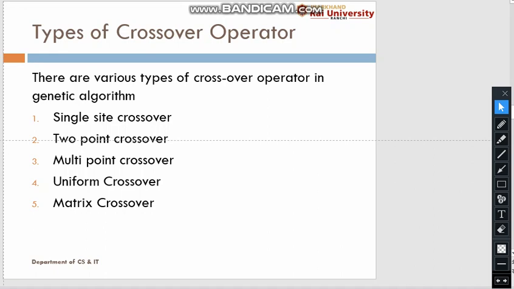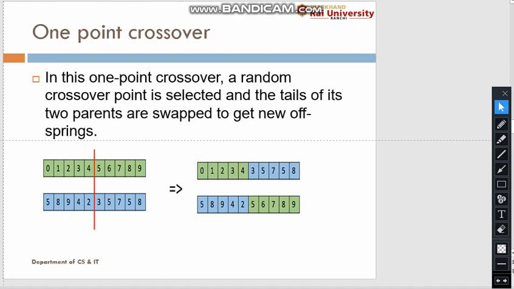Now let's first understand what you mean by a 1 point crossover. In a 1 point crossover, a random cross point is selected, जिसको हम लोग cross site भी बोलते हैं, and the tail of its two parents are swapped to get a new string. After this cross site, or you can say the crossover point, this is the tail of the parent. तो क्या होता है कि once the crossover is done, ये जो tail के जो पोर्शन है वो एक्सचेंज हो जाते हैं इन द चाइल्ड.